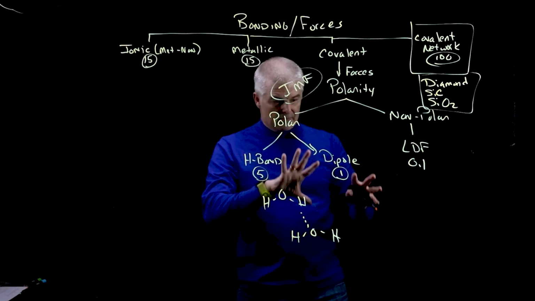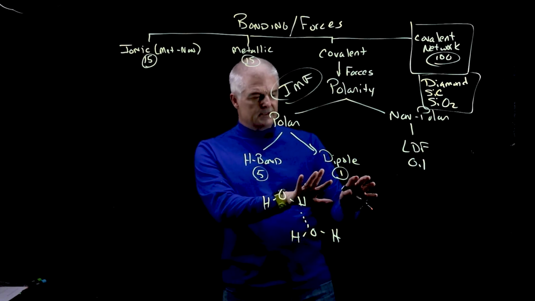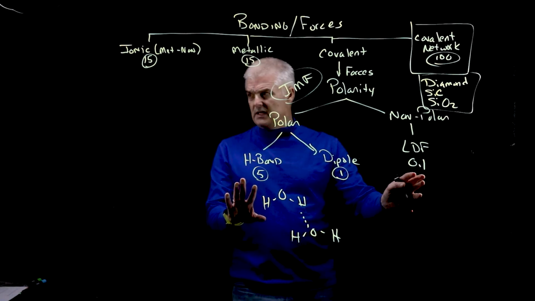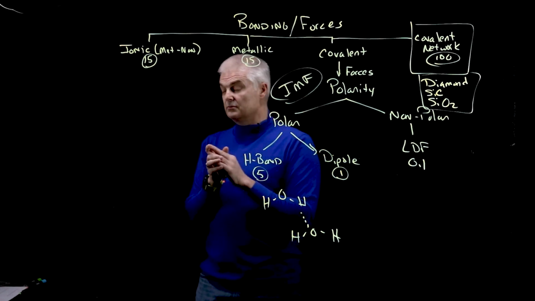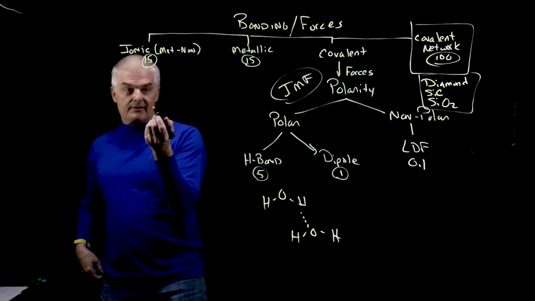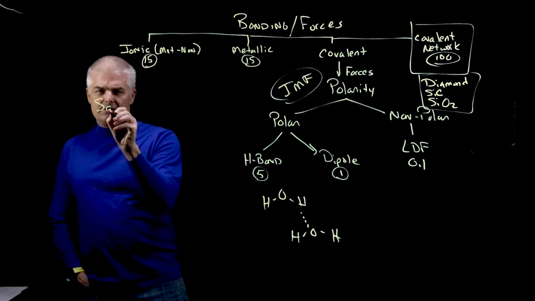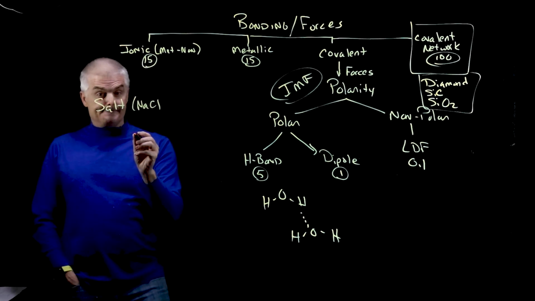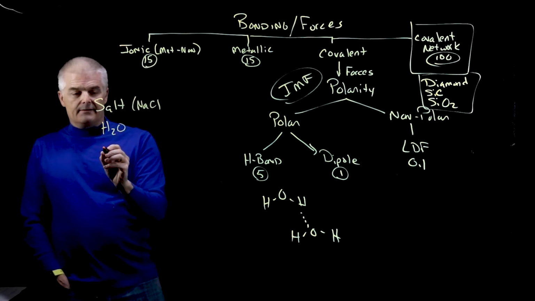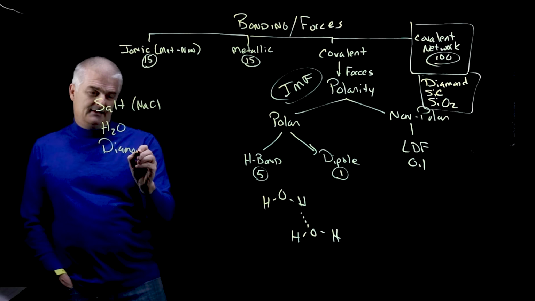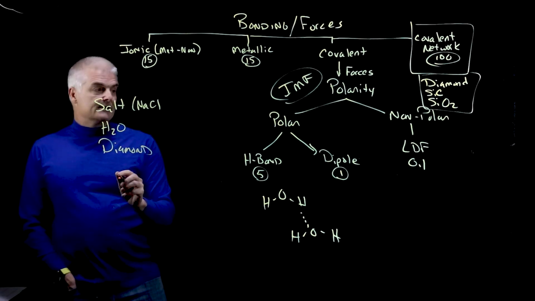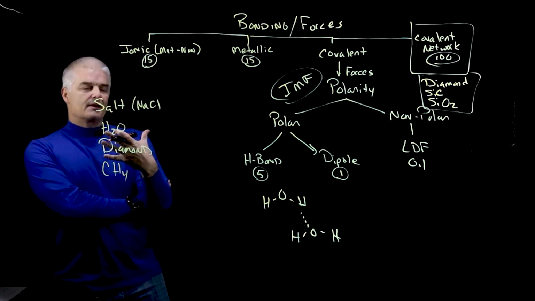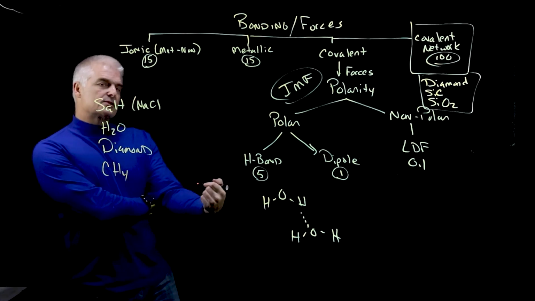But then here we jump to a whole new category. We've got hydrogen bonded, dipoles, and London forces. Notice the numbers, 5, 1, and 0.1, very, very small. Because the kinds of questions you're going to be asked to deal with, let's say I've got 4 substances. I've got salt, as in sodium chloride. I've got water. I've got a diamond. And I've got methane, or CH4.